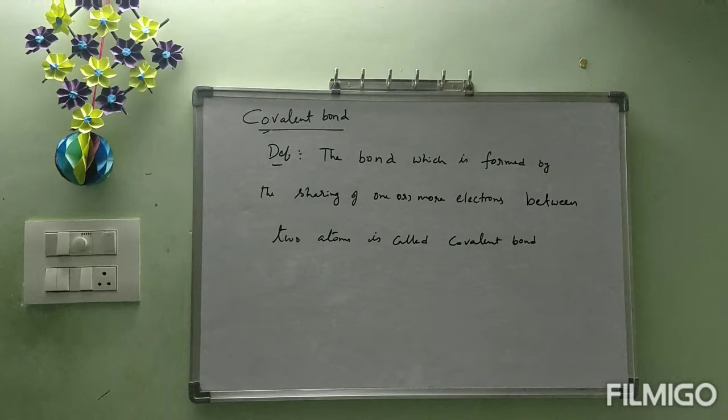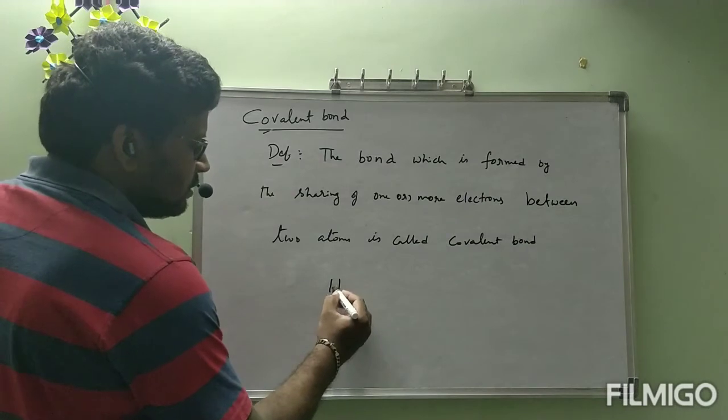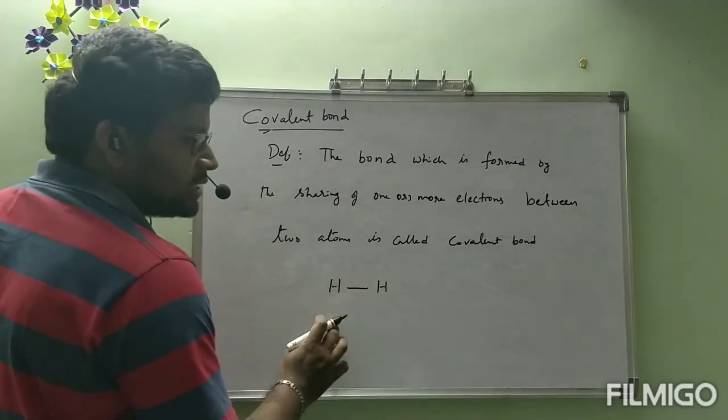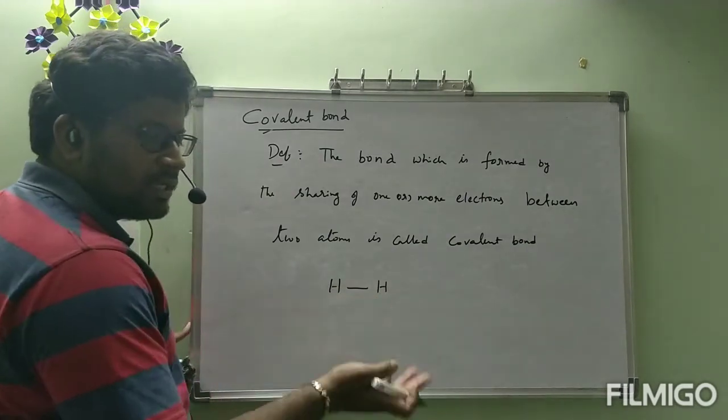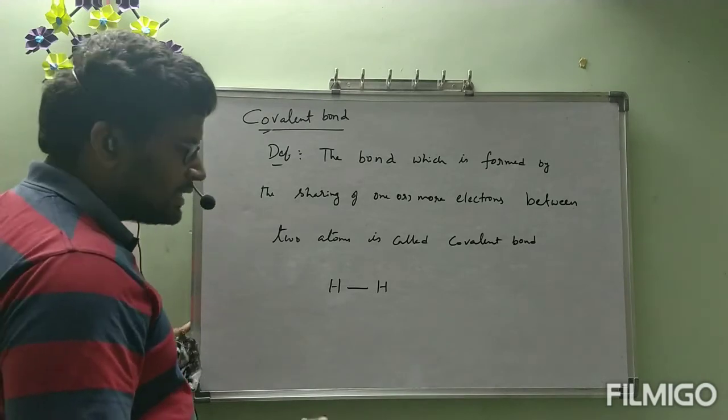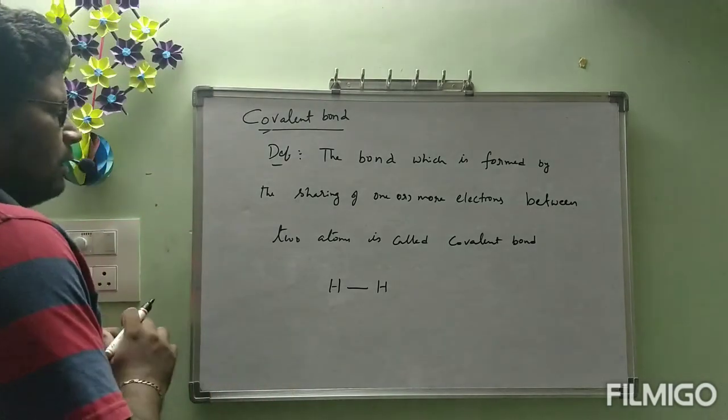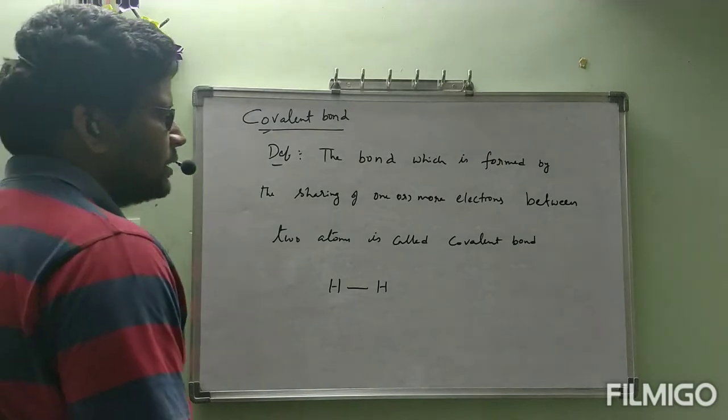Now what is the definition? The bond which is formed by the sharing of one or more electrons between two atoms is called covalent bond. Now, between hydrogen and hydrogen, the bond is formed. Like that we can see one more example. Let us see that one. This is the definition of covalent bond.